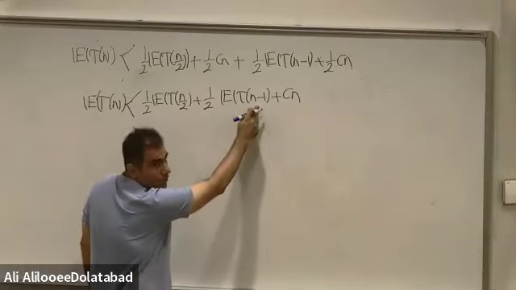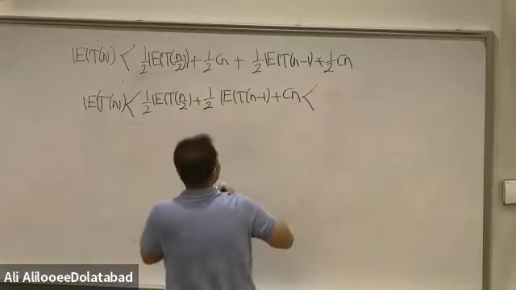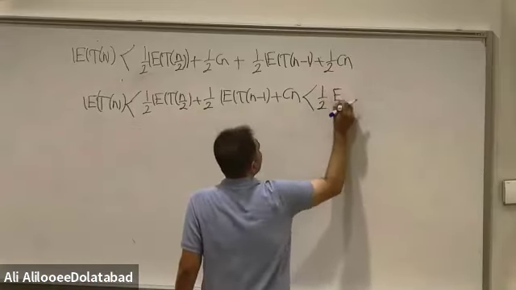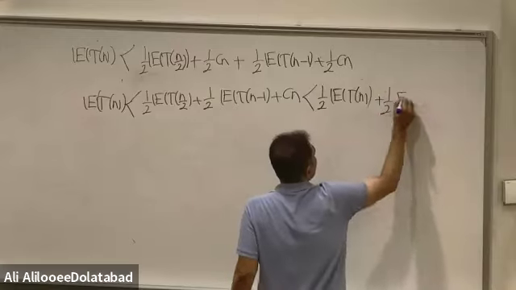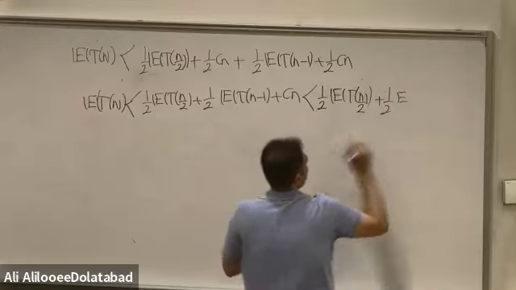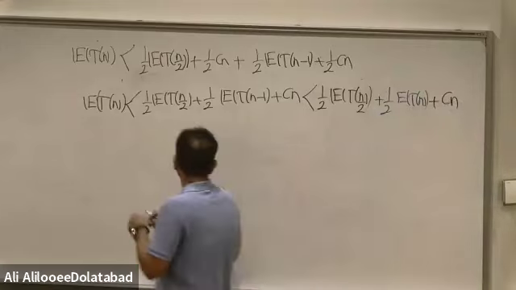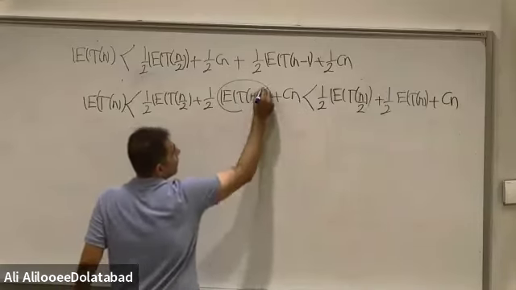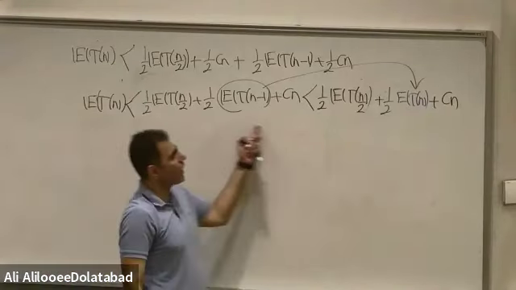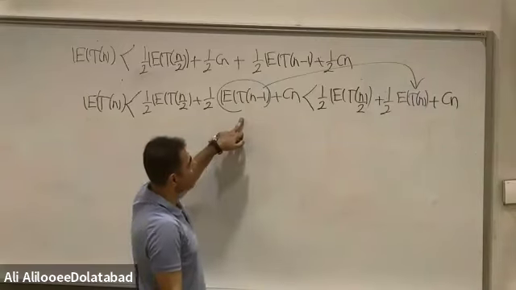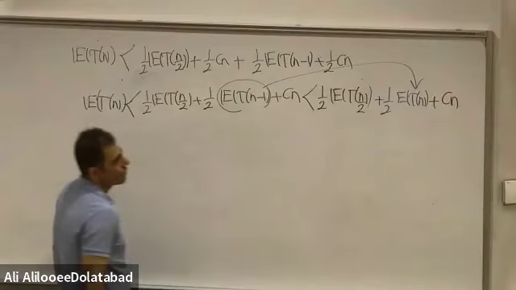See, you have n minus 1 here. N minus 1 is less than n. Then what I can write, I can say that this is less than 1/2 E of Tn plus 1/2 E of Tn over 2 plus 1/2 Cn. What did I do? I just replaced this guy with Tn, because n minus 1 is less than n, so this guy is less than E of Tn. And when you replace E of Tn minus 1 by E of Tn, you are making this bigger, therefore that will be less than or equal to that.